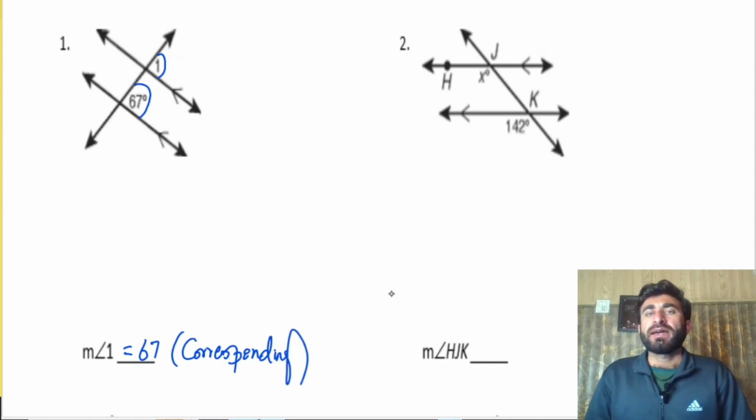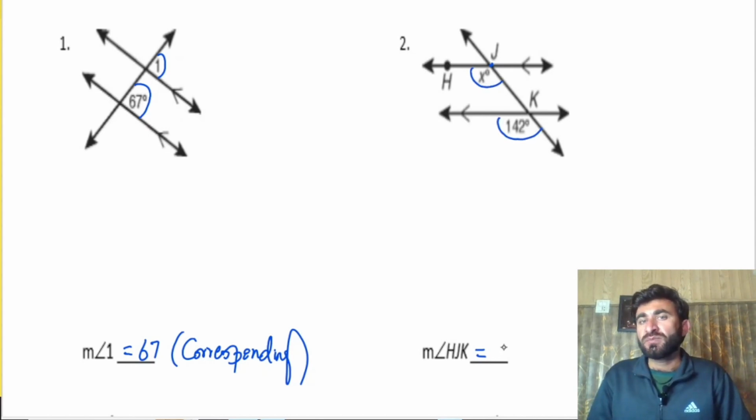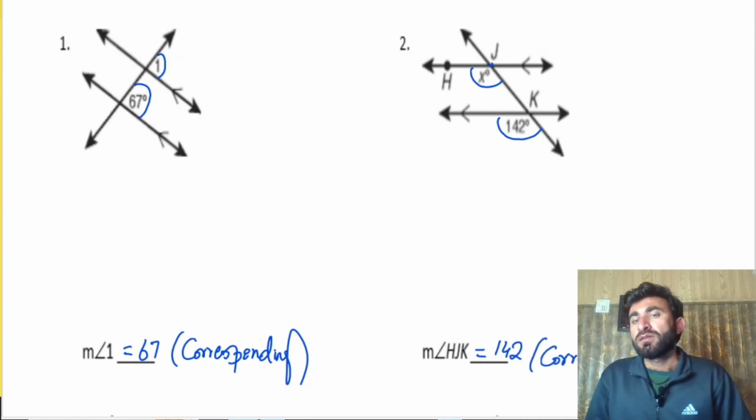Okay, and next we are to find the angle HJK, point J, and HJK means X. So angle X and 142, there is a relation between them, they are corresponding. So the angle HJK, that is X, is equal to angle 142. So they are corresponding.